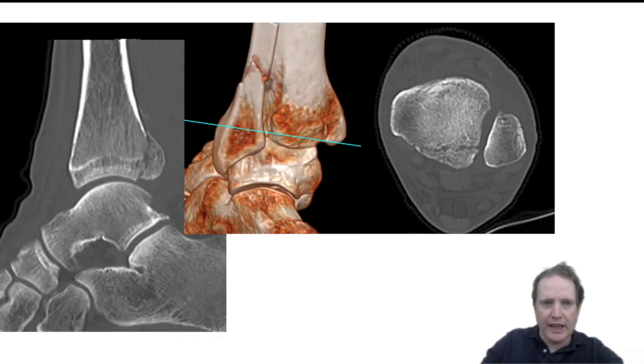This is the CT scan. As was displayed on the weight-bearing lateral radiograph, the talus is actually sitting posteriorly as compared to the tibia. There's also a shift both at the articular surface and at the top edge of this posterior malleolar fracture. There's also rotation of the fibula, as you can see on the 3D rendered CT.